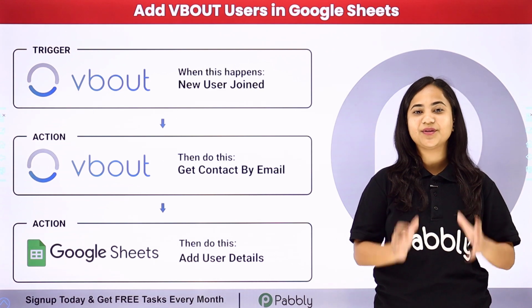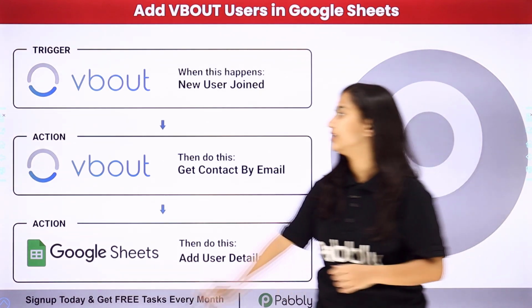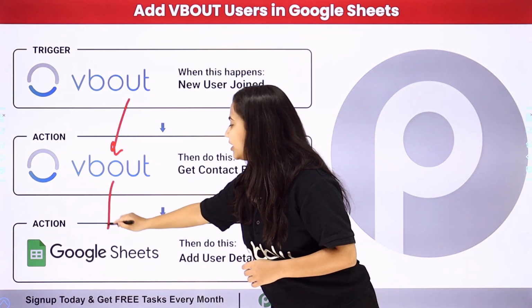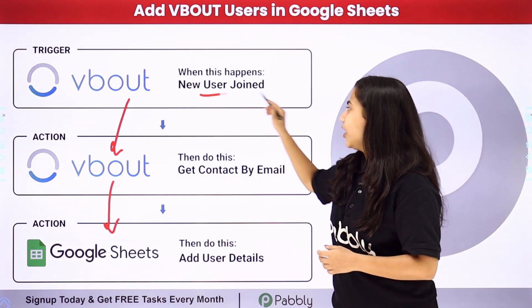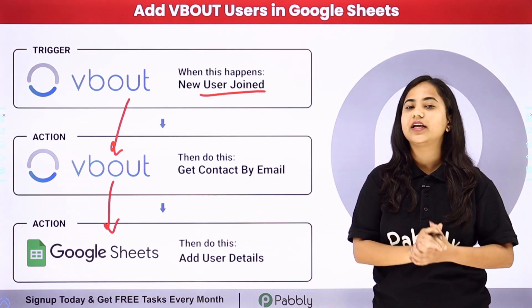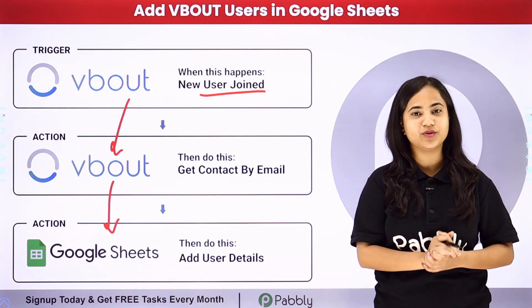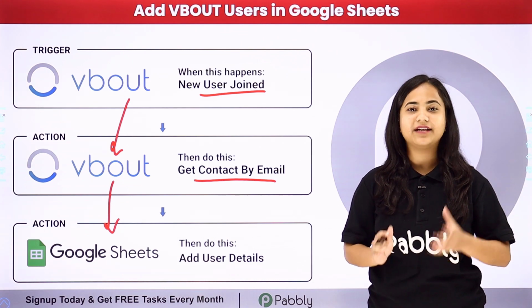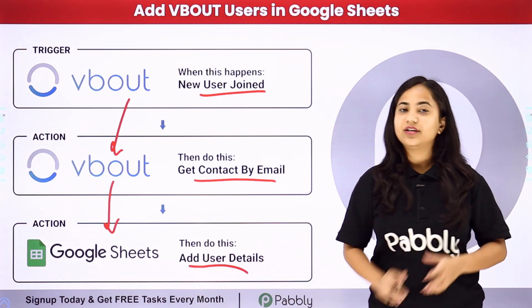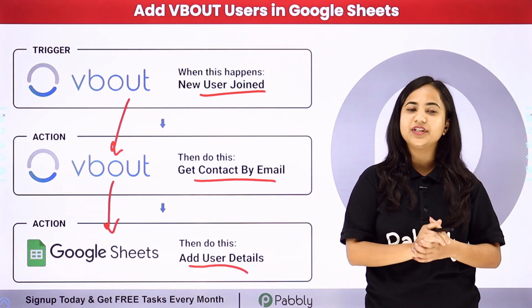And for that I am simply going to create a connection between VBOUT and Google Sheets in such a way that whenever a new user joins VBOUT, then automatically we will get the contact details of that user by email, and the details of that user would be added in my Google Sheets. To learn this process step by step, follow me through the screen.